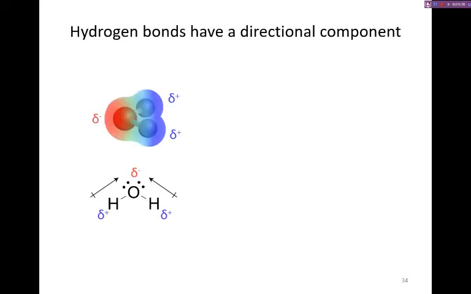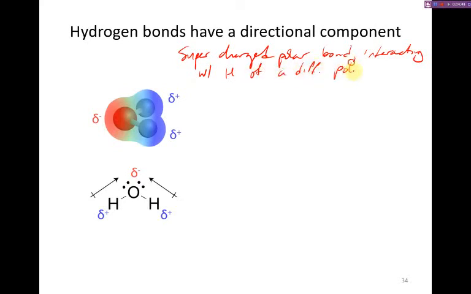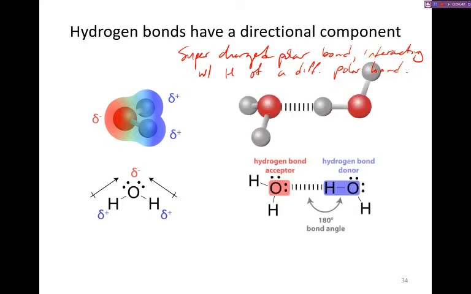So what is hydrogen bonding? Well, they have a directional component. It's essentially a supercharged polar bond interacting with the hydrogen of a different polar bond. And the direction matters. So in order to have a hydrogen bond, you have to have the electrons of a polar oxygen, nitrogen, or fluorine that are lined up with the bond, down the bond of a different hydrogen-oxygen, hydrogen-nitrogen, or hydrogen-fluorine bond.